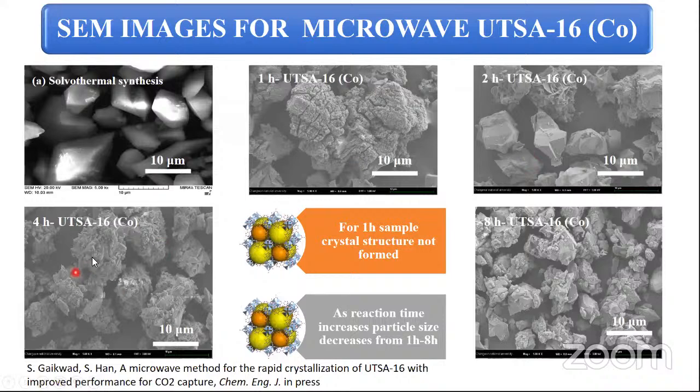See, UTSA-16 4-hour shows very small particles. These are aggregated with each other, which is why it shows a little bit bigger particle. But if we look at a single particle which is aggregated into one big particle, we clearly observe that it is very small as compared to the solvothermal synthesis method of UTSA-16.